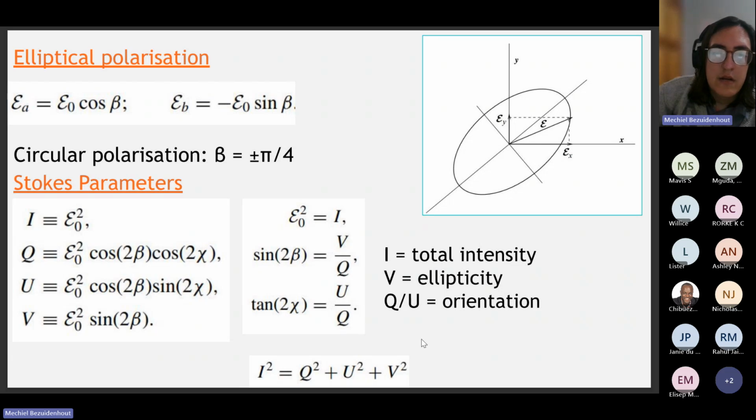And if you add the Q, U, and V Stokes parameters in quadrature, that gives you the square of the total intensity. So telescopes like MeerKAT typically record in 4 polarization channels, each one corresponding to a Stokes parameter, and then it records the flux of the signal in each frequency channel in each of these different parameters.